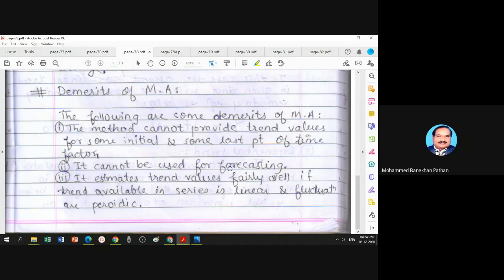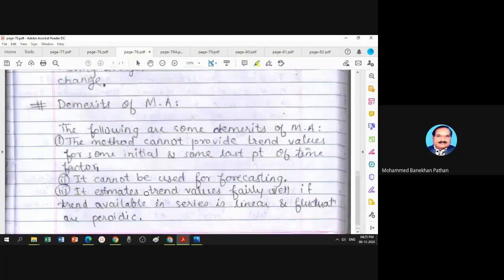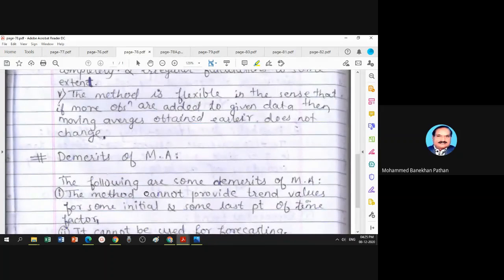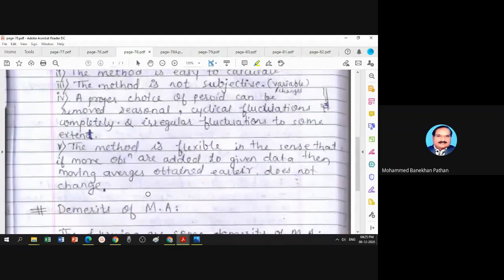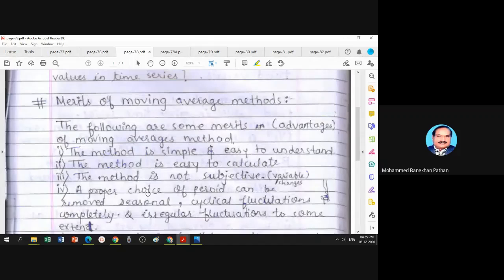It cannot be used for forecasting. So by using moving average calculation, estimation for the future is not possible. It estimates trend values fairly well if the trend available in the series is linear and fluctuations are periodic. So these are the disadvantages of the method known as moving average. And these are the 5 advantages, merits of the moving average method to estimate values of a trend in time series.